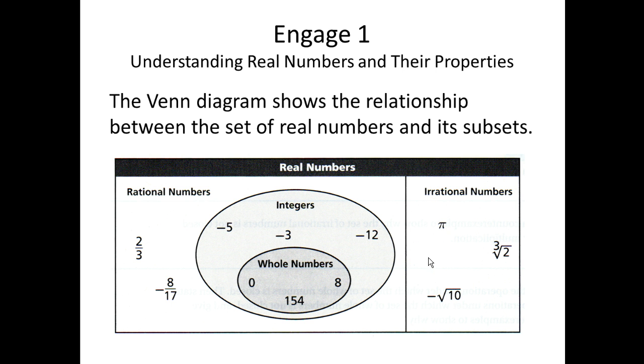This diagram here, this Venn diagram, shows you the relationship between the set of real numbers, all real numbers, and its subsets. You might say, why do we call these real numbers? Well, every number that you've ever worked with so far, up to Algebra 1, has been a real number. Believe it or not, there are numbers that are not real, called imaginary numbers, which you'll look at in Algebra 2. Okay. But these rational numbers and irrational numbers are just subsets or belong to the set of real numbers. Within the rational numbers, you have the integers, which include numbers like negative 5, negative 3, negative 12, and the whole numbers like 0, 8, and 154.